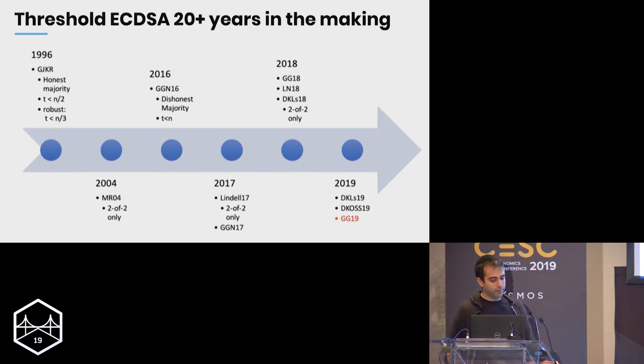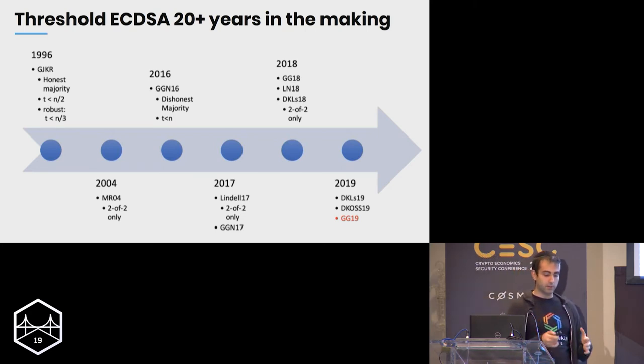In particular, the distributed key generation was very inefficient. In 2017, Lindell had a paper on the 2 out of 2 case in which they made it much more efficient than McKenzie and Ryder's 2004 scheme, but again, it was still limited to 2 out of 2 signers, limited to the case where 2 people are signing. It doesn't work for general 3, 4, 5, 6 people signing.